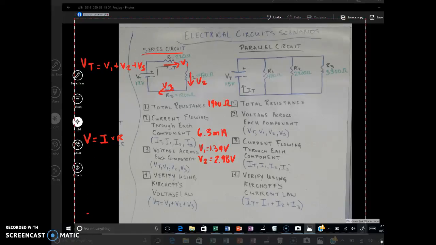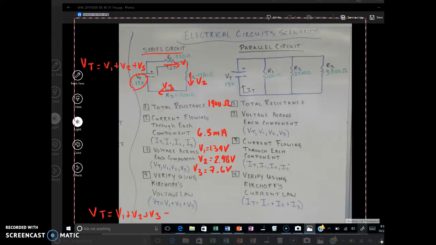And when we do the math, we're going to find out that V3 is going to come to be 7.6 volts. So we know VT, that's given to us, which is 12 volts, and we've just solved for V1, V2, and V3. So number 4 says verify using Kirchhoff's voltage law. So if we did this correctly, then the total voltage that we got from V1 plus V2 plus V3 should equal the 12 volts that we were originally given for our voltage total.